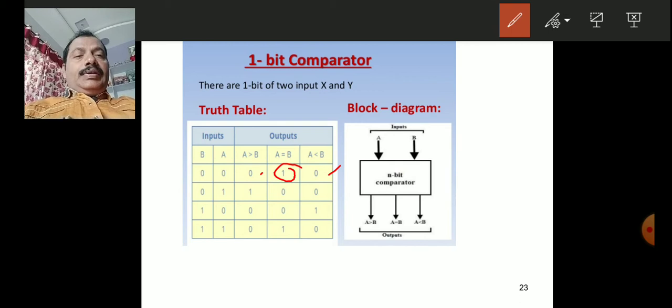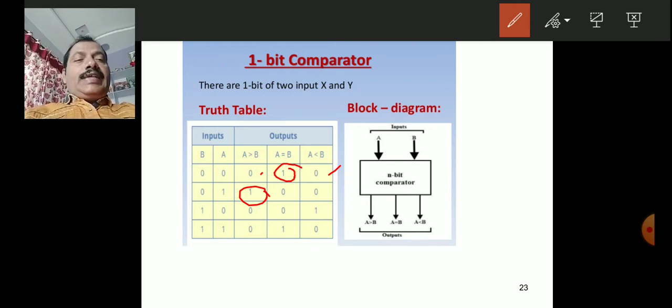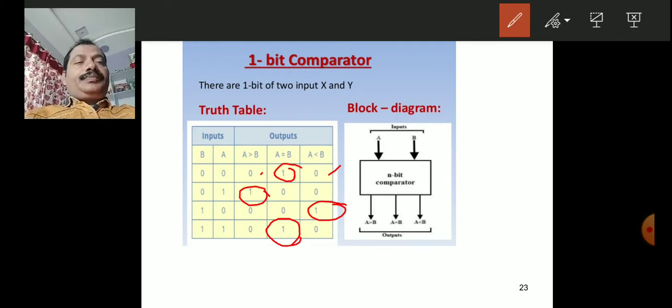Next, B is 0, A is 1. That means A greater than B. Hence, this is 1. All other outputs are zeros. For B is 1, A is 0, A less than B. Hence, this output is 1. Next, B is 1, A is 1. That means A equals B. So these are the outputs. So the truth table is completed.